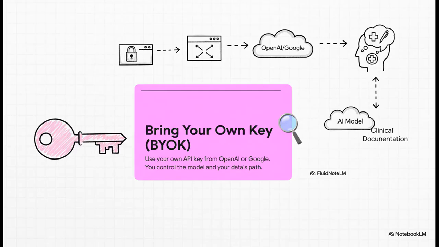So how do they pull this off? It's through a model they call Bring Your Own Key. Think of an API key like a private password that gives you direct access to an AI model from, say, OpenAI or Google. By using your own key, the data goes straight from your browser to the AI model you choose. FluidNote is never in the middle. It puts you in complete control.